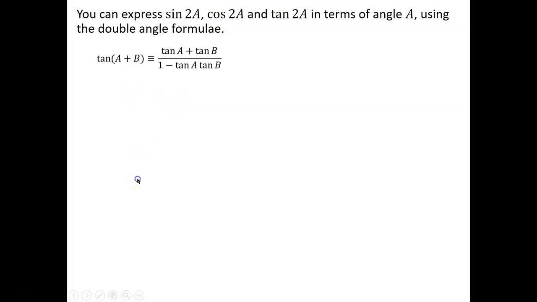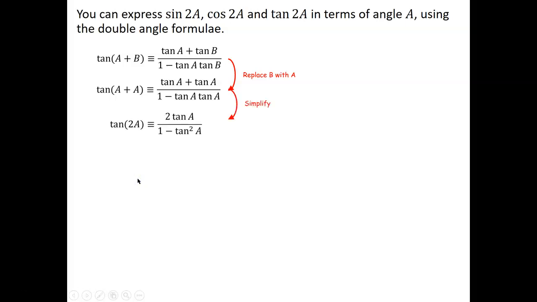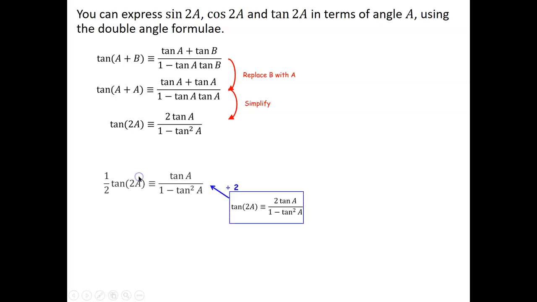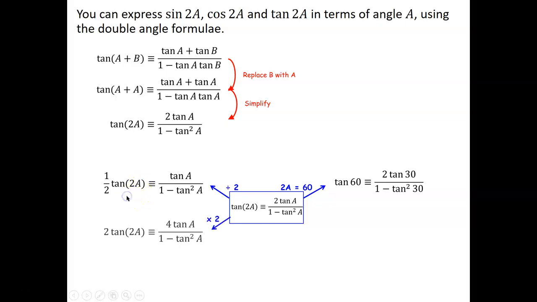Finally, with tan, replace the B with an A, simplify, and like I showed you with sine, we can do different things. I could divide it by 2. I can substitute in a specific value for an angle. I could double it. Or I could say that 2A is equal to A, in which case my A's would become A over 2. Whatever this angle is, it's half of this one here.